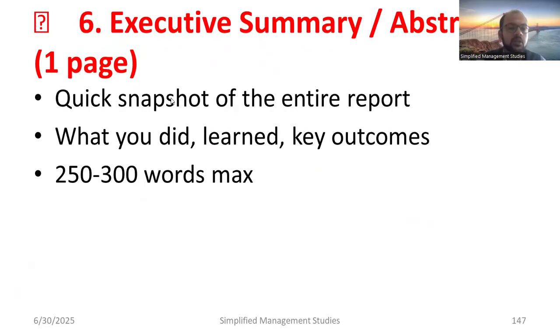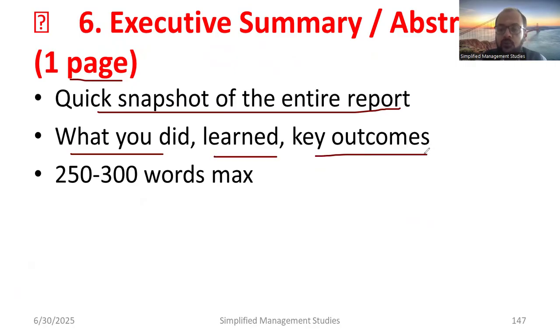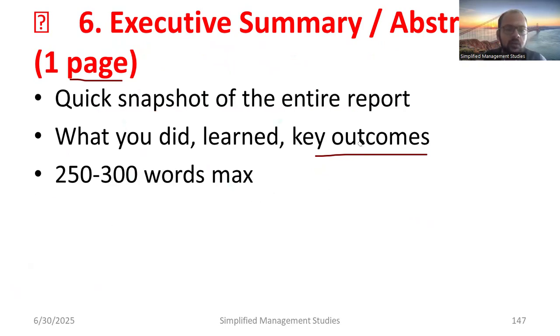Another one is the executive summary or abstract. It should be a one-page quick snapshot of the entire report. If I read the report, I should come to know what exactly you carried out in the internship, what you did, what you learned, and the key outcomes after completion. Around 250 to 300 words is a standard abstract page, so that it is not too lengthy. If I go through that, I should get the entire idea about the internship.